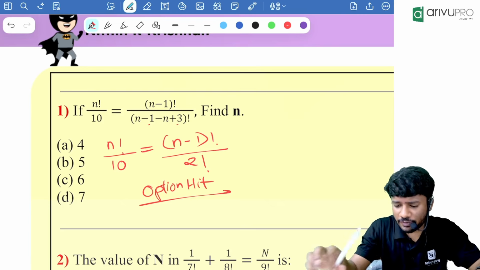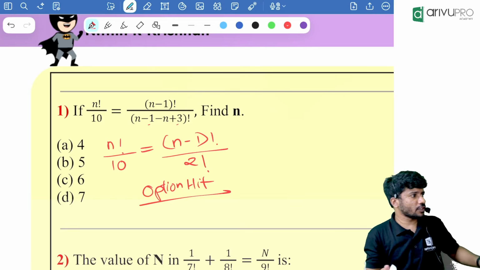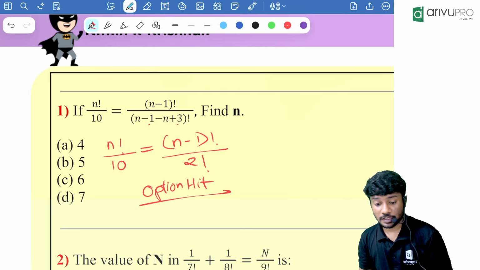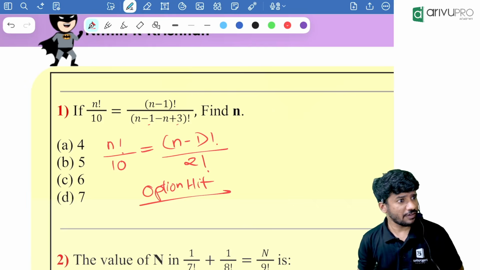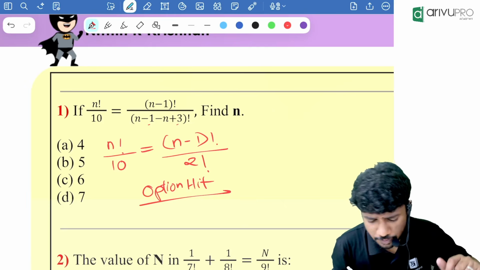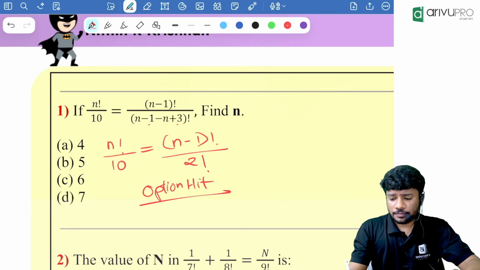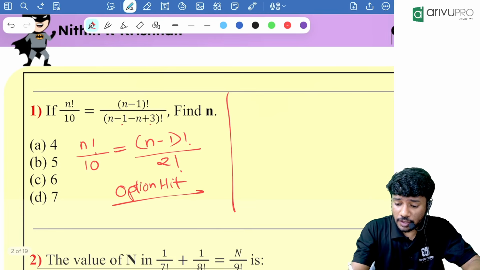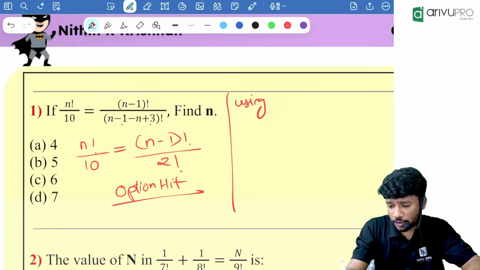Everyone try. I will give you the time, then I will solve with you because this is a basic thing and you should be able to get it. 5. Is it? Everyone got it as 5? We will check. Now people, everyone online, please try.